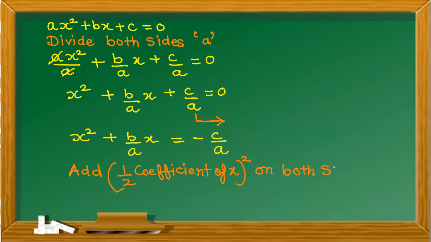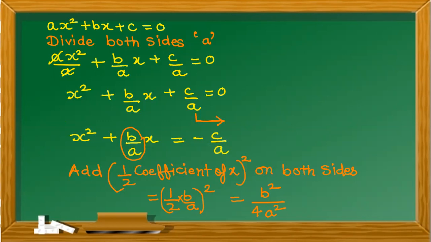Right. Now, let us see what that is. What is the coefficient of x? The coefficient of x is b over a. So half of b over a, and whole square. So what do we get? The square of b is b square, the square of 2 is 4, and the square of a is a square. That means we have to add b square over 4a square on both sides of this equation.